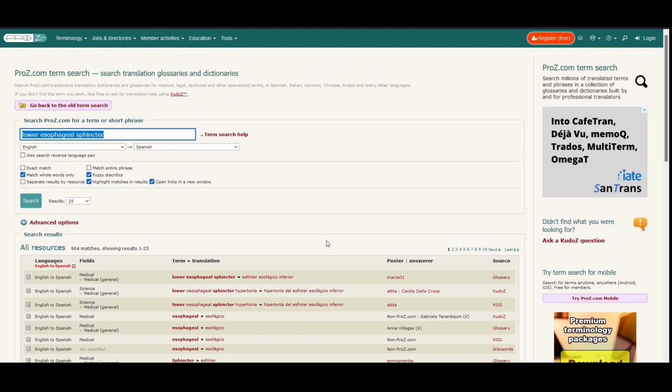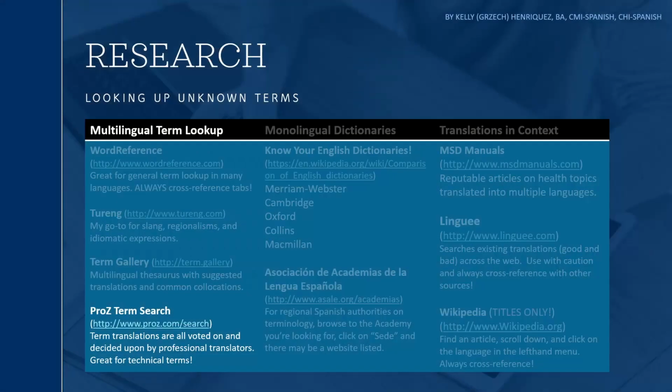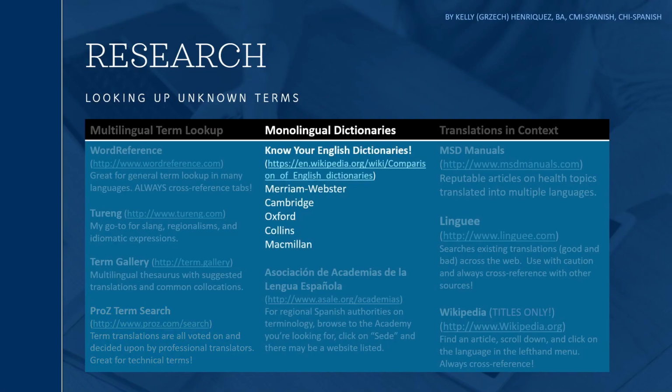This is great. ProZ is amazing. And these are all translators, interpreters who are kind of voting on these terms and their translations. And you can even see the conversation surrounding why the particular translation was chosen as the winner of all the translations. So we're going to go back to our little PowerPoint, and we've talked about multilingual term lookup.